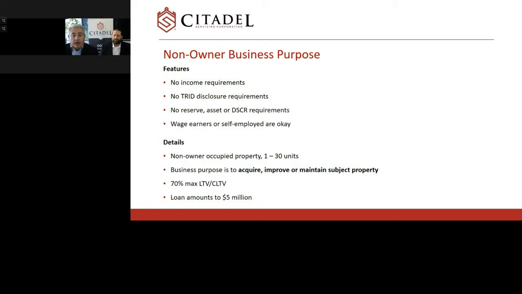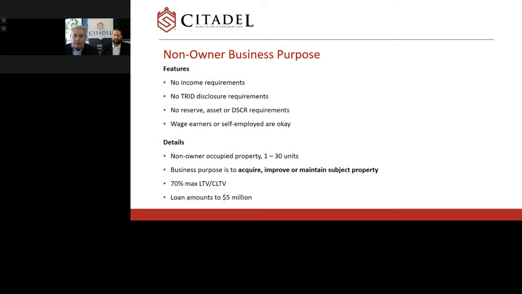Some other details. Non-owner occupied properties are the main driver for this, 1 to 30 units. And as Nick mentioned, for it to be qualified as a business purpose property, it needs to fit one of 3 of the criteria. It's for acquiring, for improving, for maintaining the subject property. If you think you're going to pull out, we don't even allow at this point refinances on this because we're getting too many people who are asking to take cash out on the non-owner business purpose to apply to personal funds or personal debt. That's not what it's for. So for Citadel, it's for purchase.